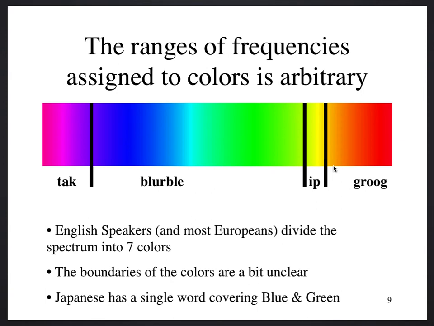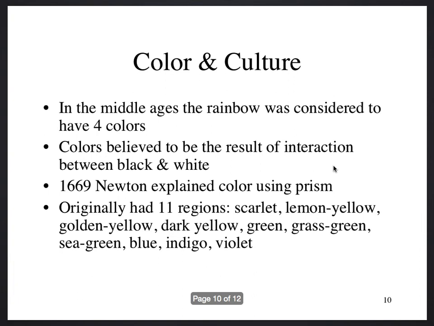So if I was ruler of the world, I could decide, for example, that there was going to be Tak, Burble, Ip, and Grug. There's only going to be 4 colours in the rainbow, and that's what I was going to call them. And maybe kids would learn that in school. It's completely arbitrary, the quantization levels that we have, the way we break it up. In Japanese, for example, there's a single word that can cover blue and green.